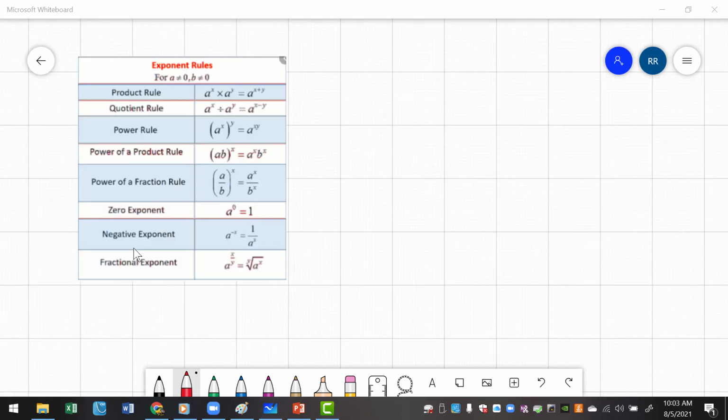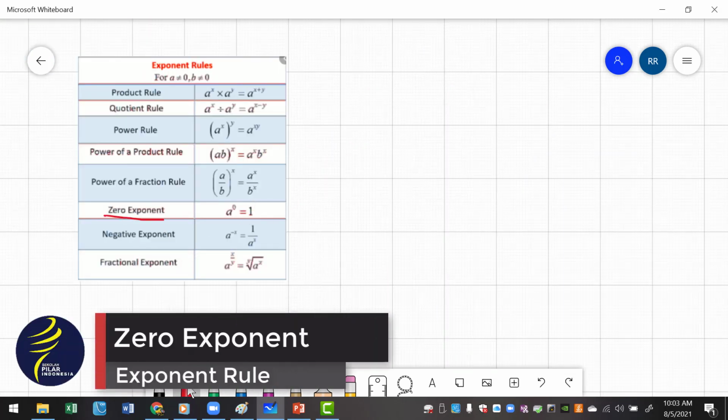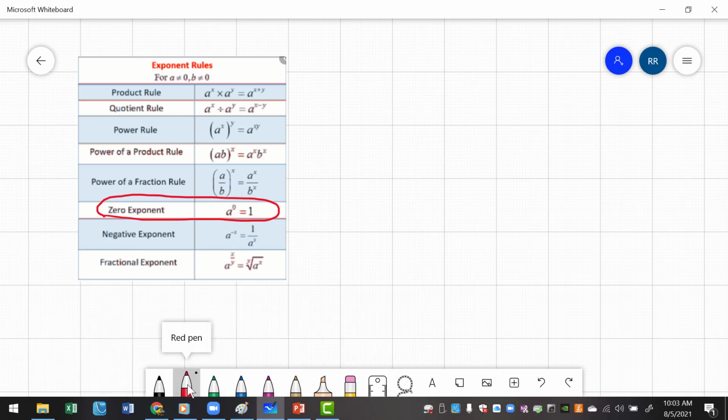The next one is the zero exponent. This guy over here. In this rule, we have a zero exponent, which means the index is 0. So if a to the power of 0, you'll get equals to 1. Okay, so what does that mean? It means that a number to the power of 0 will be equal to 1. So let me show you why it works.